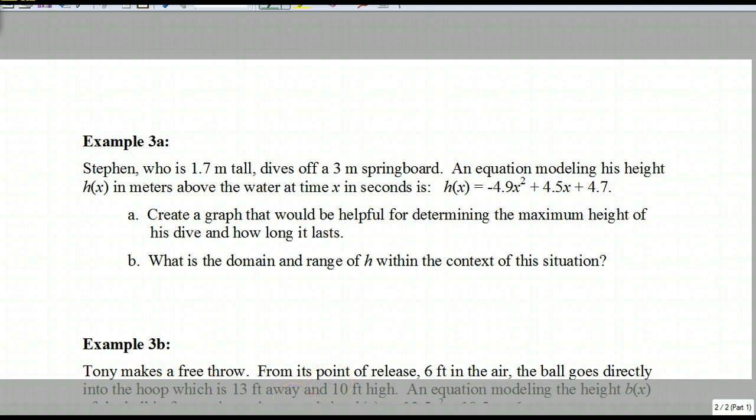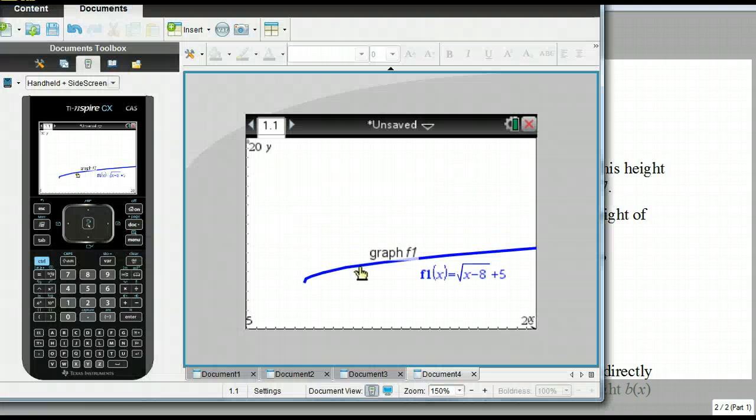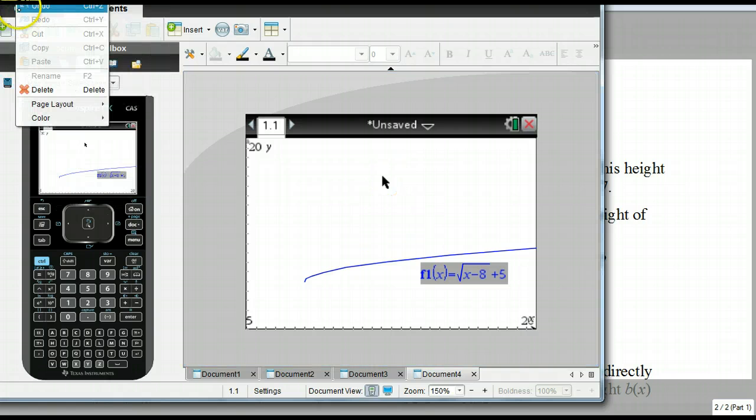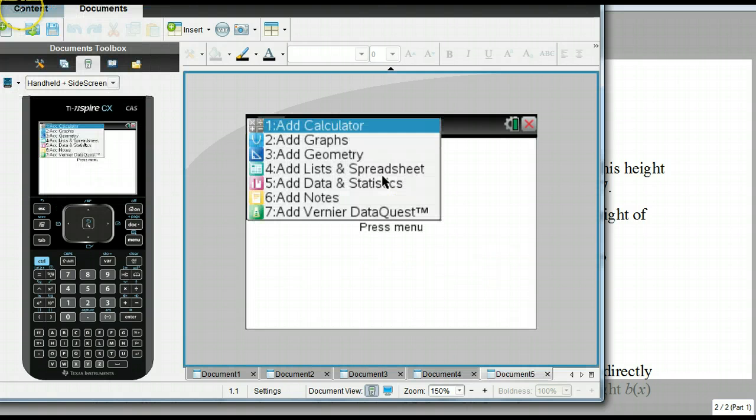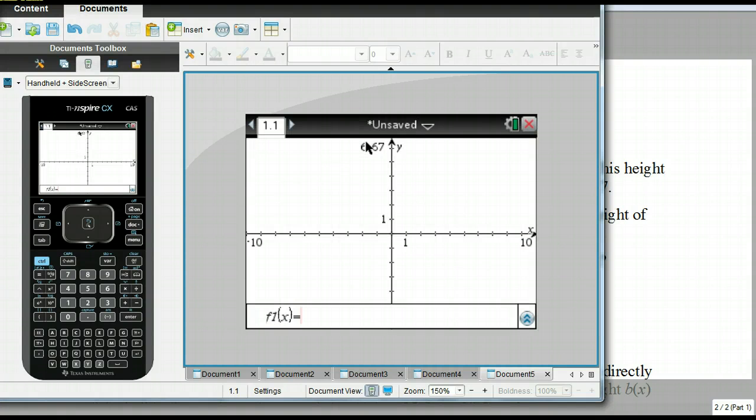Okay, so back to the calculator. If I were to go back and change this or get a new document, make a new graph. So I can put in here minus 4.9 x squared plus 4.5 x plus 4.7.